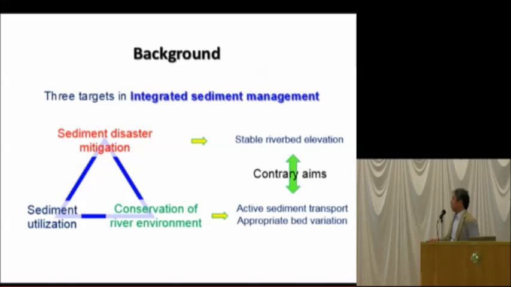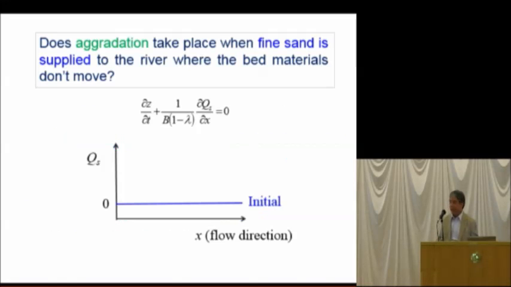Regarding this, I just want to ask you a question. I'm sorry, this is a question for undergraduate students, a very easy question. But this is a very important point of my presentation. Does aggradation take place when fine sand is supplied to a river where the bed material doesn't move? I will explain using this figure.